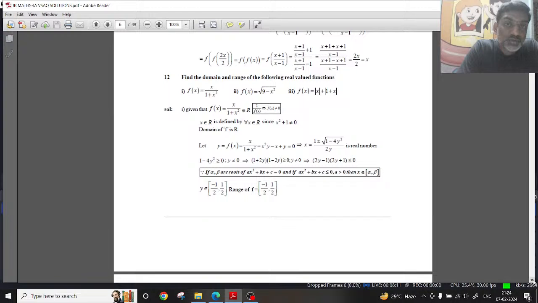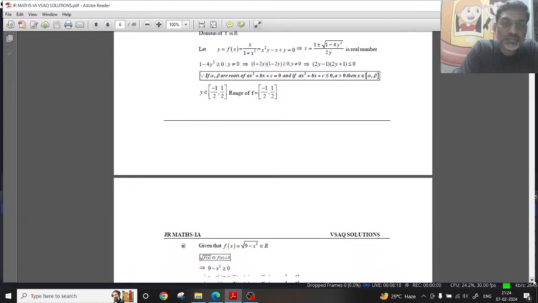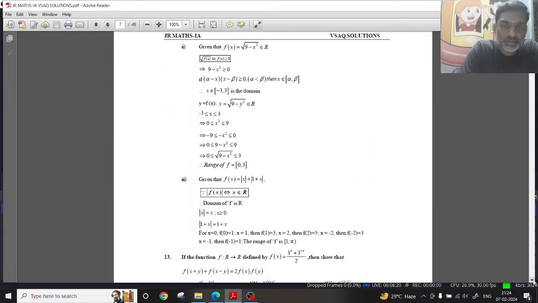Next one is find the domain and range of the following real valued functions. We have discussed already. Domain and range questions are important for the exam. We have to prepare them compulsorily.